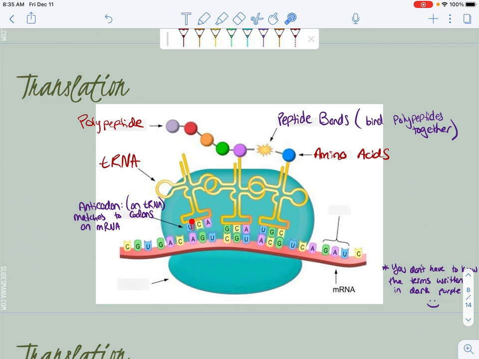So these molecules here, these T-shaped molecules, there's 3 of them. These are my tRNA, and they are bringing all of the amino acids, which are getting turned into a polypeptide. As that is happening, the rRNA is this big blue molecule, and it is working to make these bonds between the amino acids. And finally, this last molecule here is my mRNA, and each 3 letters is a codon.